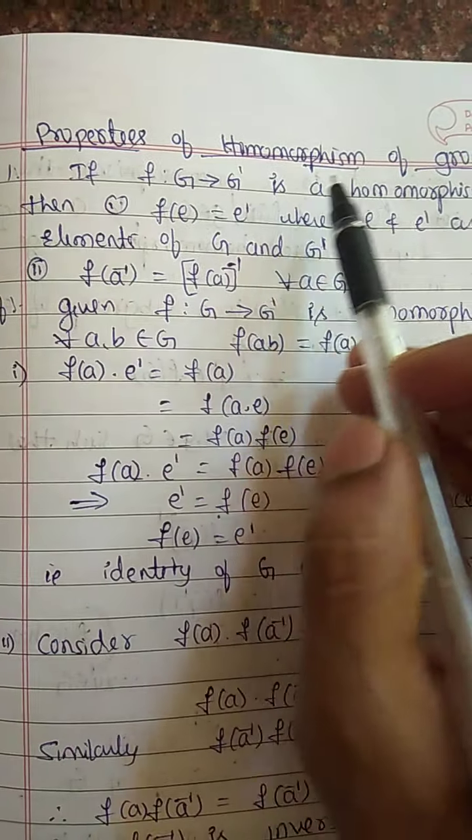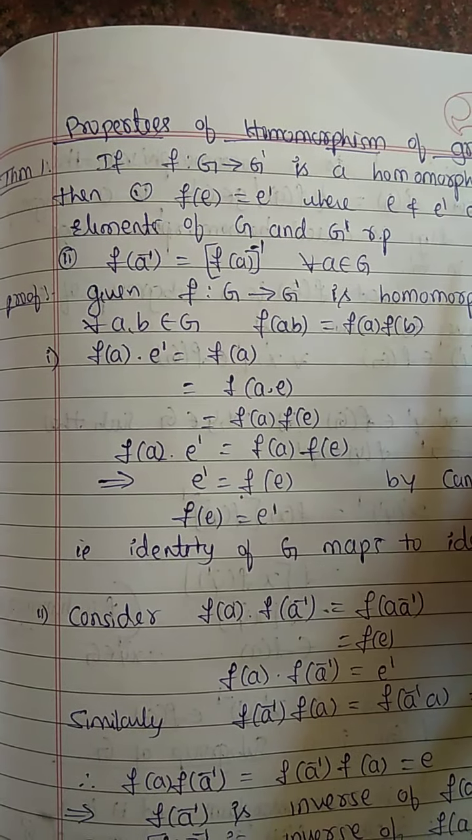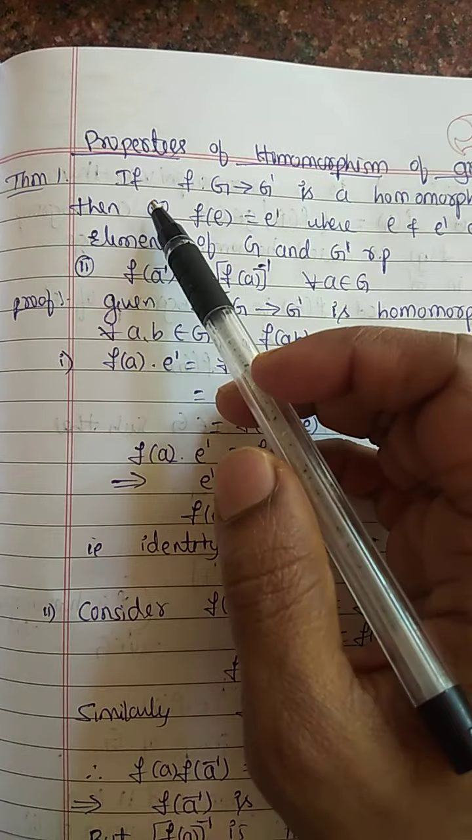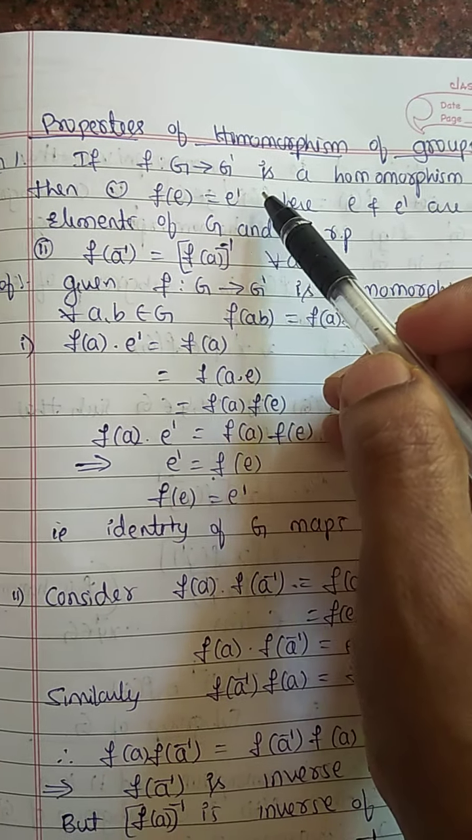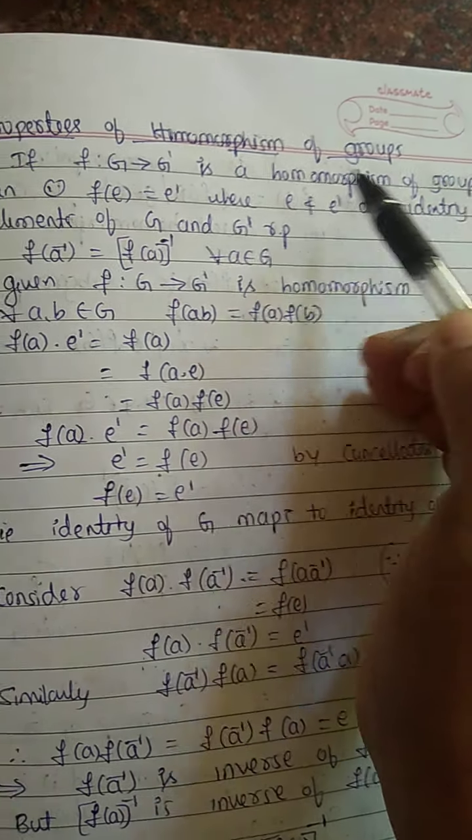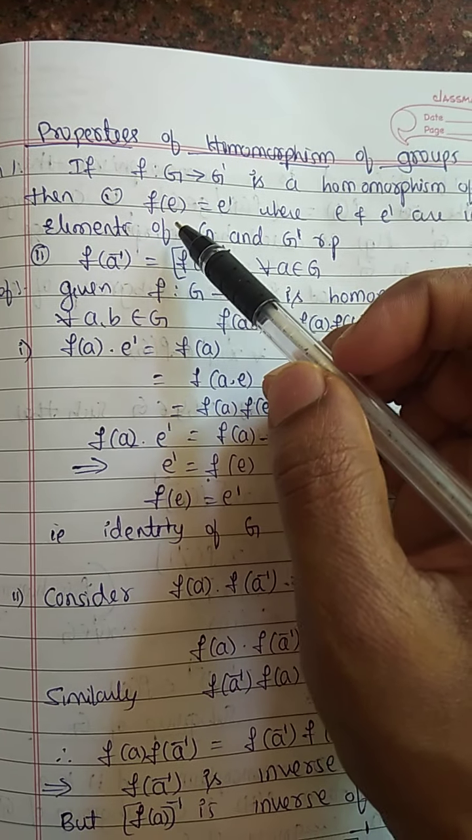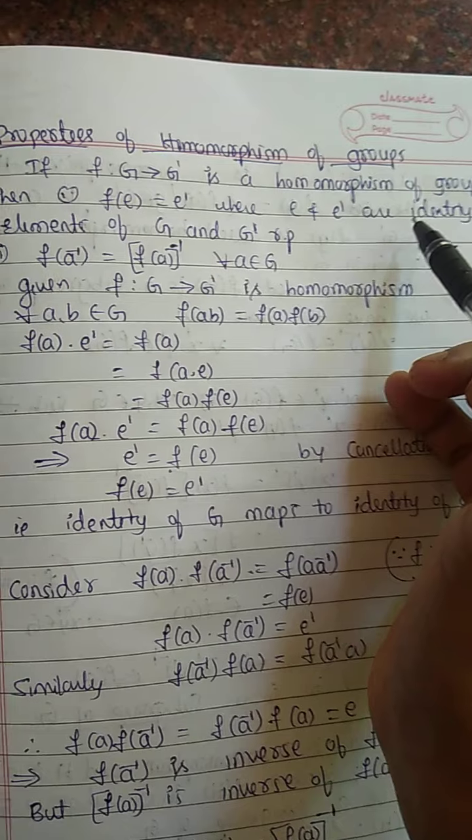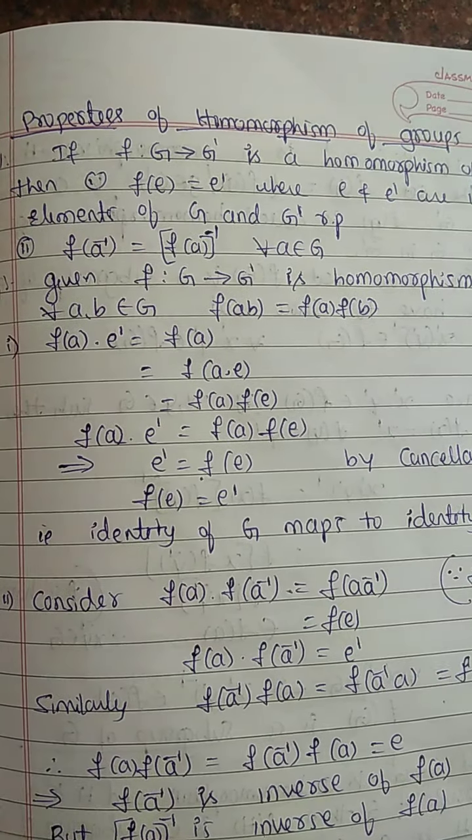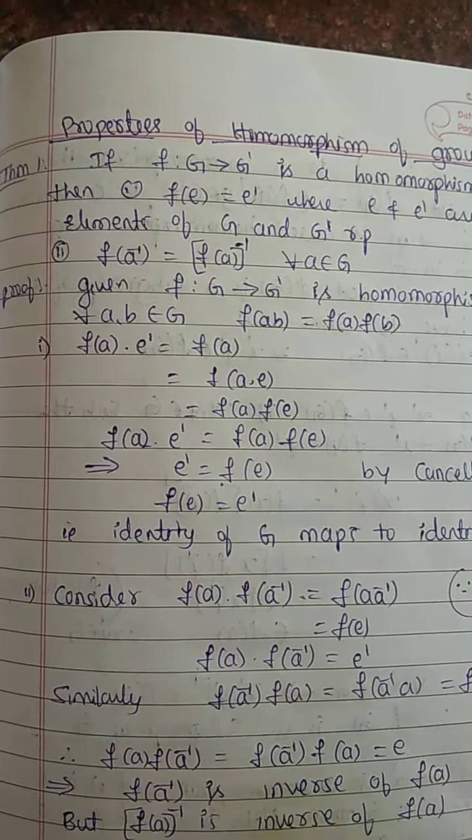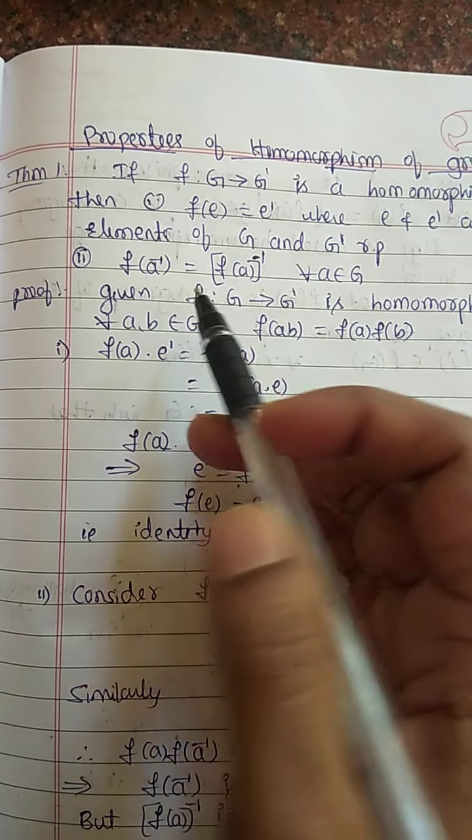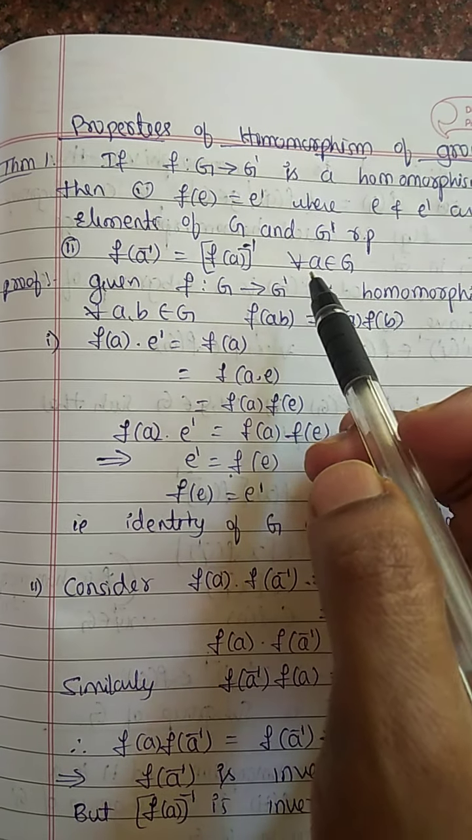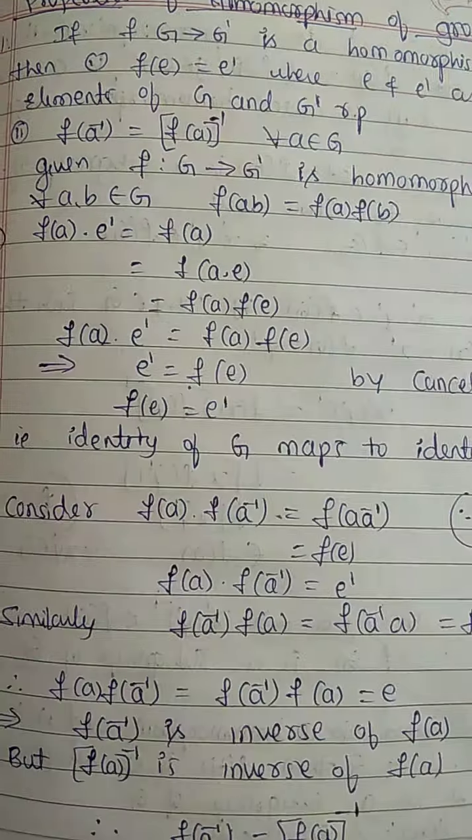Next, properties of homomorphism of groups. Theorem 1. If f maps from G to G dash is a homomorphism of groups, then first, f of e equals e dash, where e and e dash are the identity elements of G and G dash. Second, f of a inverse equals f of a whole inverse, for every a belongs to G.